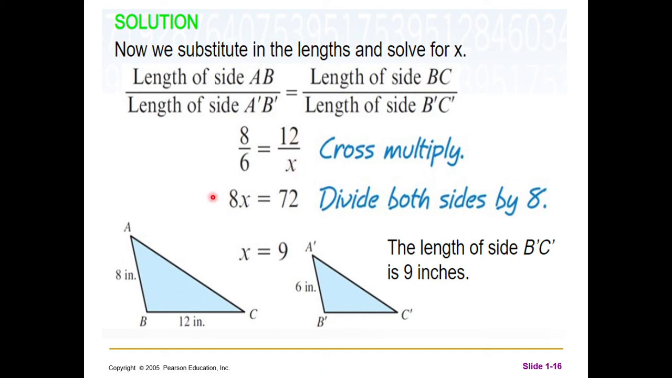Yan. Cross multiply. So 8 times x, so 8x, 6 times 12 is 72. Pag dinivide natin both sides by 8, makukuha natin 9. So the length of the side B prime C prime is 9 inches. Dito, makukuha natin dito. Di ba? Madali lang, di ba? Madali lang natin intindihin.